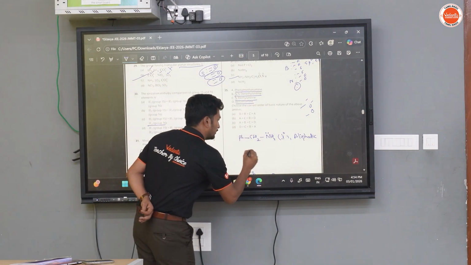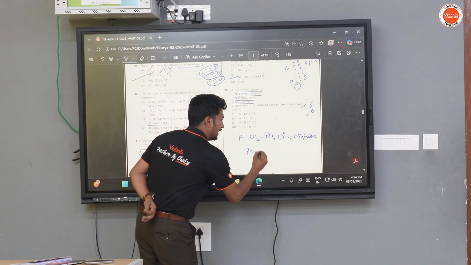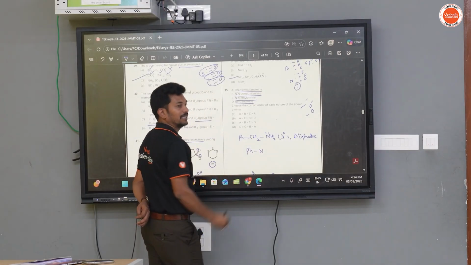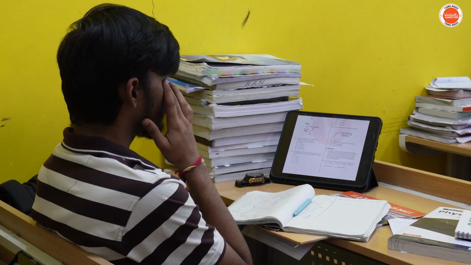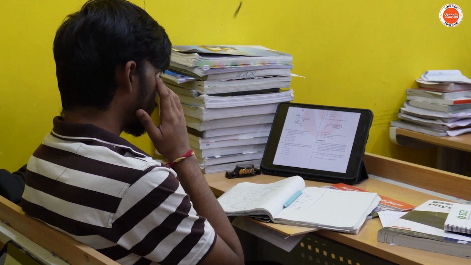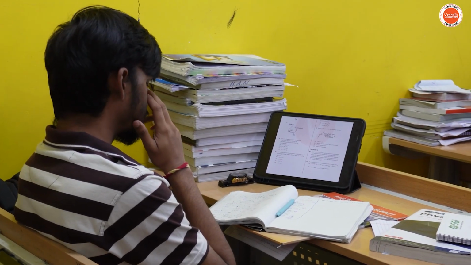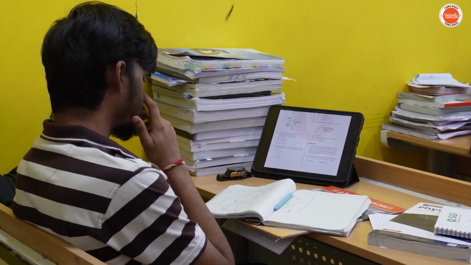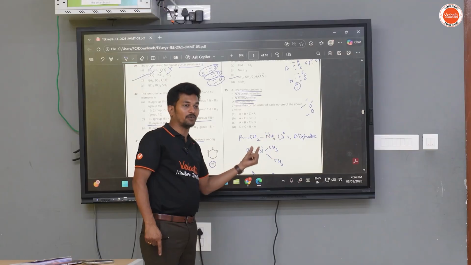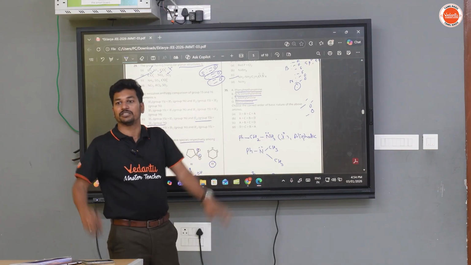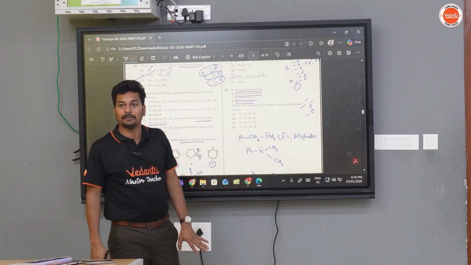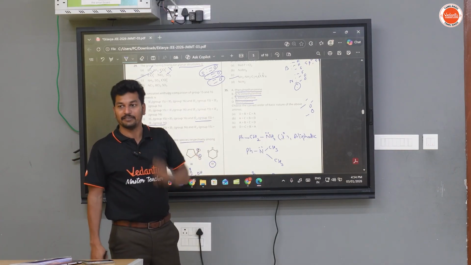Aniline means what? PhNH2. N,N-dimethyl means two hydrogens are replaced by methyl groups. So actually it is an aromatic amine. So when you compare with this, even though it is having alkyl groups, this one is more basic, because what? It is an aromatic amine, and this is an aliphatic amine. There itself you should have the conclusion: aromatic amines are less basic than aliphatic amines.